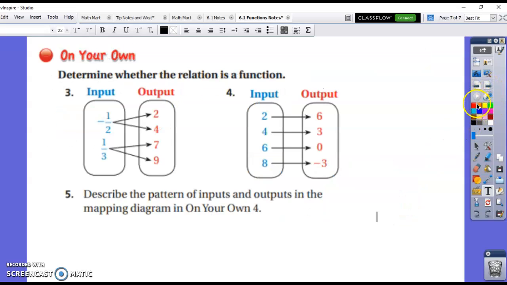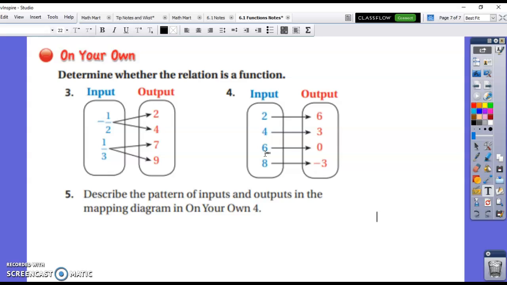Okay, so now we're going to do a couple examples. So number 1, determine whether the relation is a function. If you want to go ahead and answer 3 and 4 now, stop the video and try it on your own. And then when you have your answers, turn the video back on.